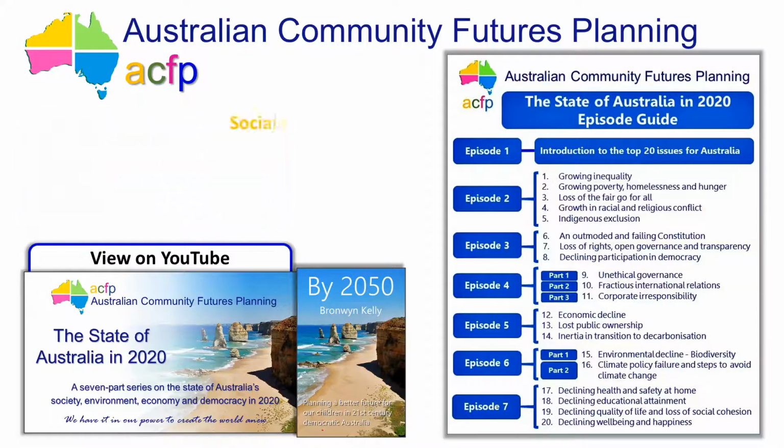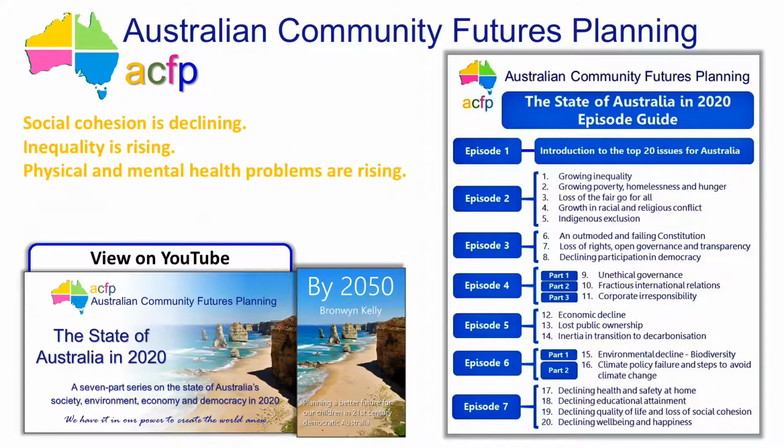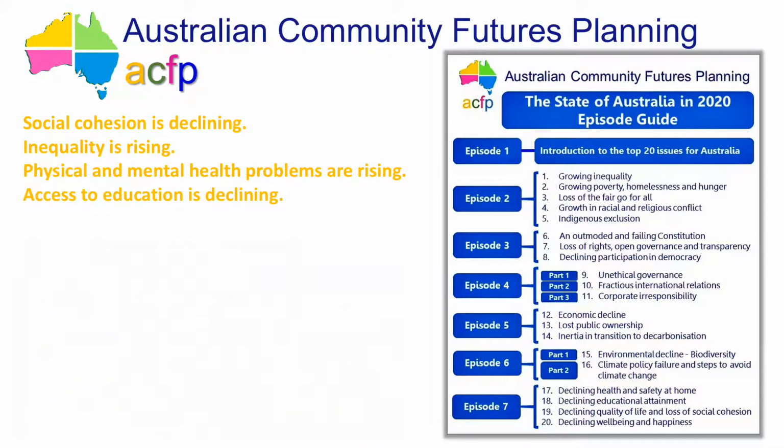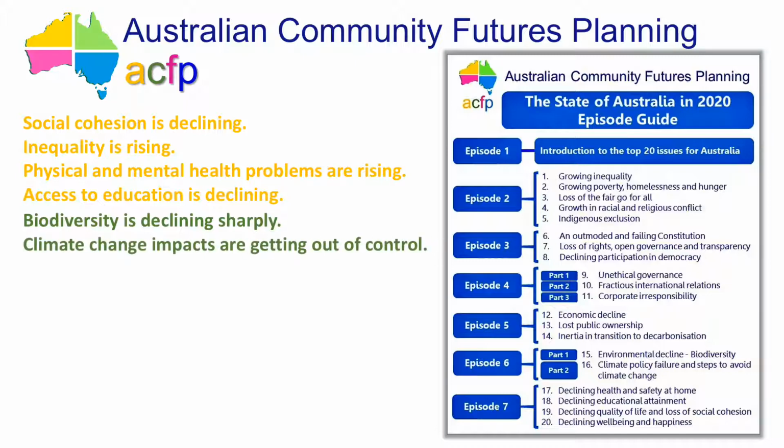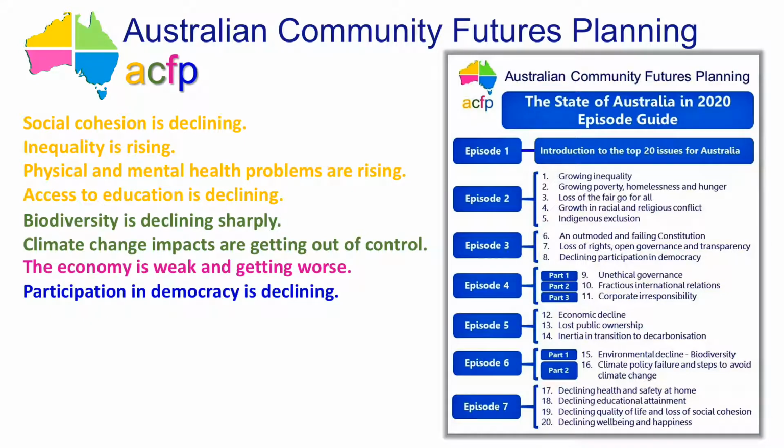Our social cohesion is declining and inequality is rising. Several physical and mental health problems are rising and access to education is declining. Biodiversity, and with it our natural resources, particularly water, are under serious threat. Climate change impacts are very close to being beyond control. The economy has been getting steadily weaker and structurally more unstable by the year, even before COVID-19. Participation and trust in democracy have declined. Our international relations are deteriorating.